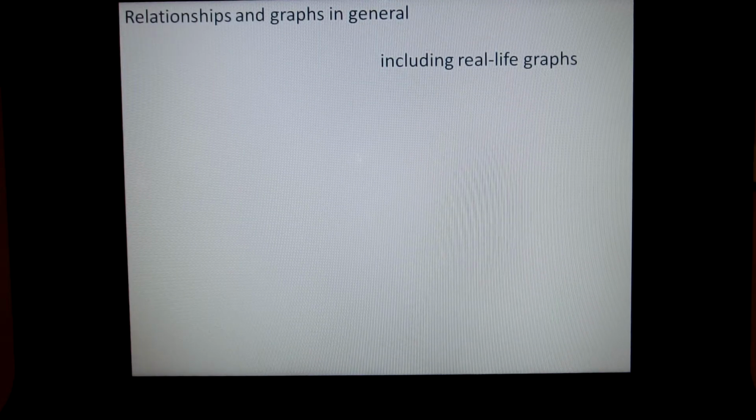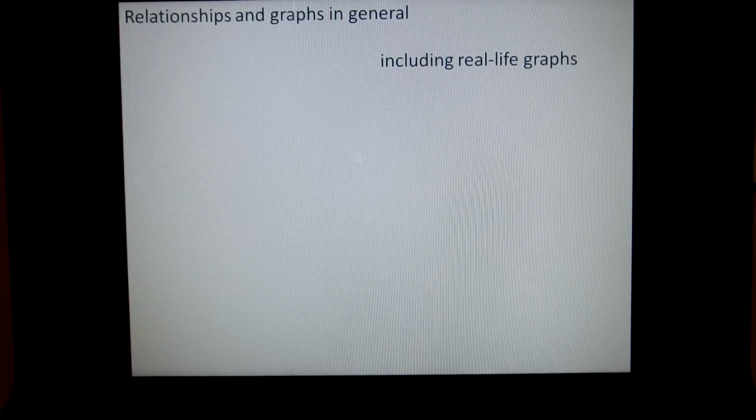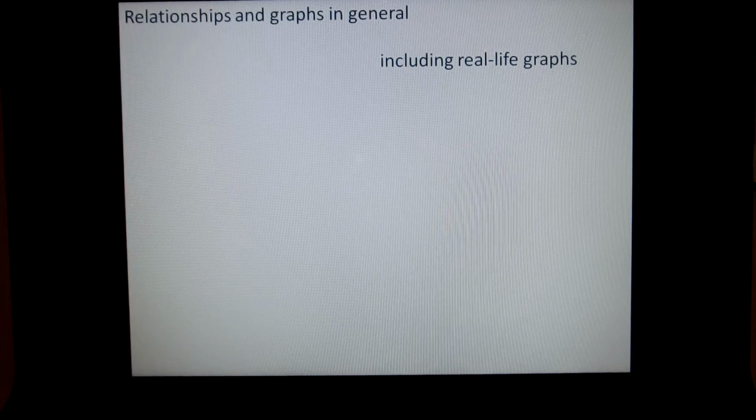So, short video lesson on relationships and graphs in general, including real-life graphs. In algebra, if we could divide everything we have to learn under three headings: one is about handling expressions. Secondly, about relationships, which we could also refer to sometimes as either rules or functions or formulas, showing how different things are related to each other. And finally, the other main heading in algebra is equations and equation solving.